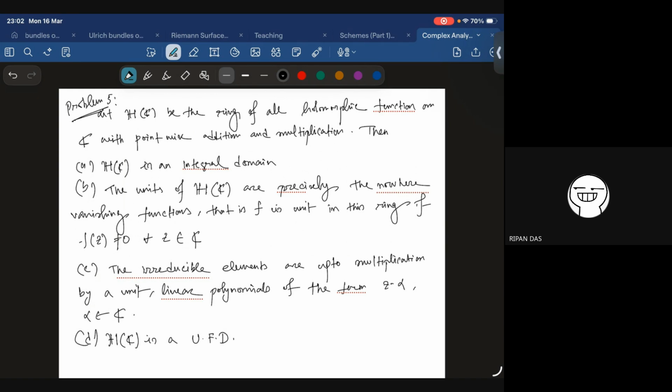I don't think so. No, we are going to give a counter example. You will have to see whether it's correct or not. I am not saying they are correct.